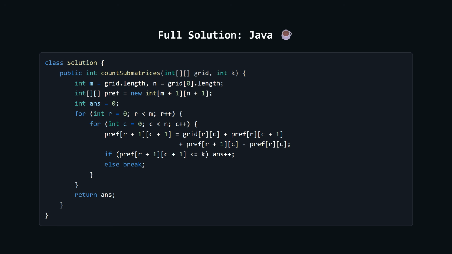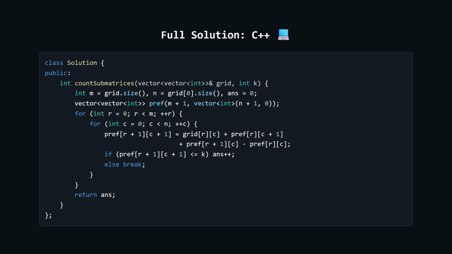Here is the Java version. It follows the exact same logic, using a 2D array for our prefix sums and the same formula to calculate the rectangular area. Next, we have the C++ solution. We use a vector of vectors for our prefix sum table. The break statement inside the inner loop is a nice little optimization that keeps it snappy.